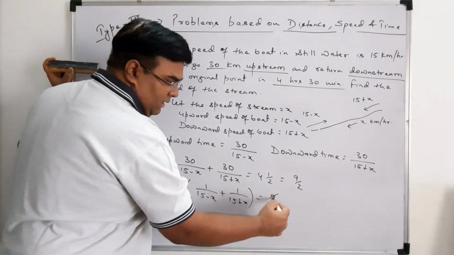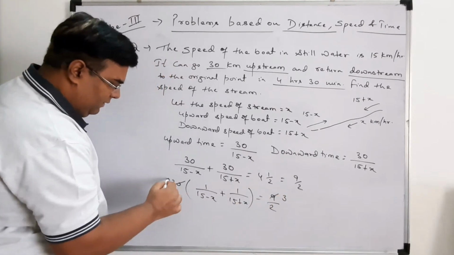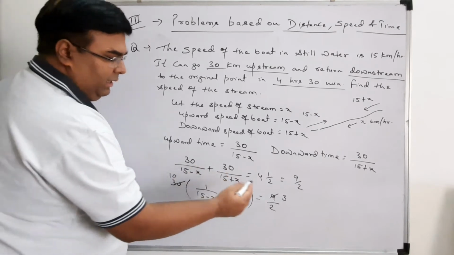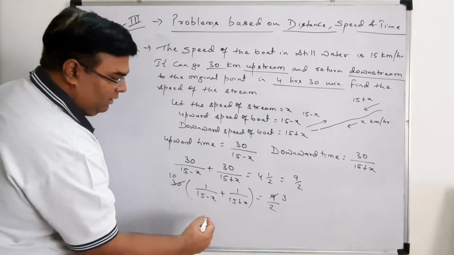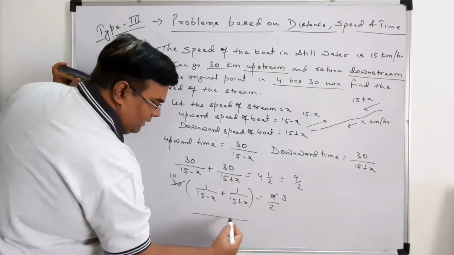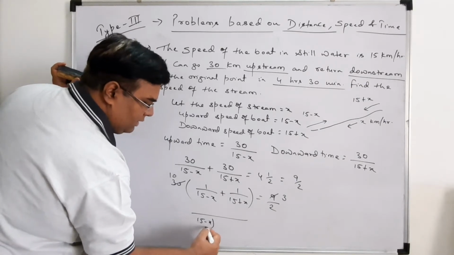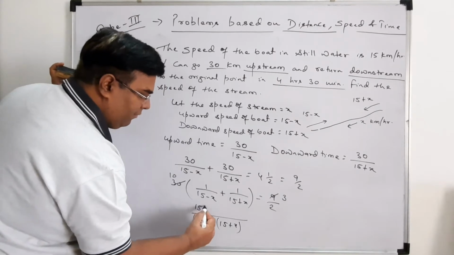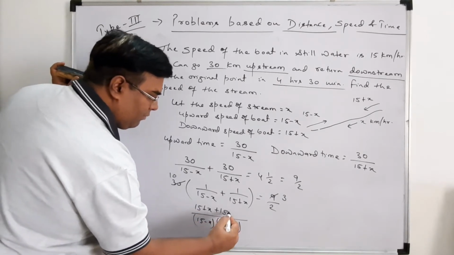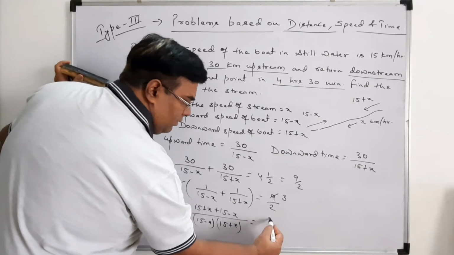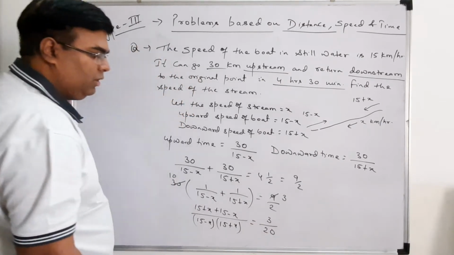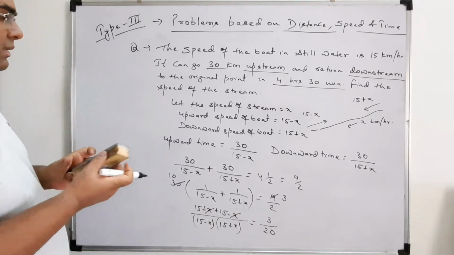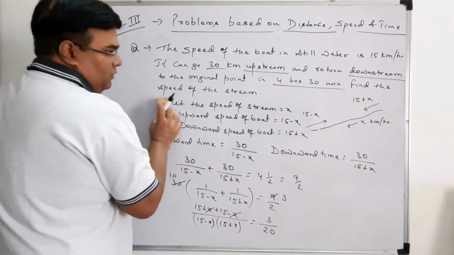Now we can simplify it, correct? Cutting by 3 and then taking 10 here. So you will get, now taking cross multiply and LCM here, 15 minus x times 15 plus x will give you 3 by 20. Here x will get cancelled. So let us now solve it here.